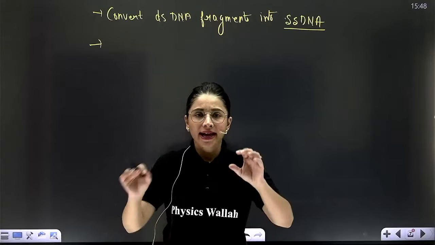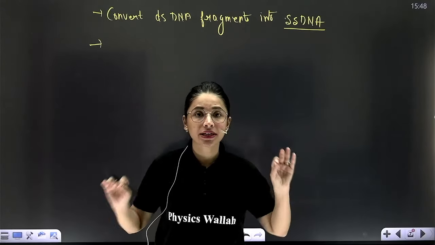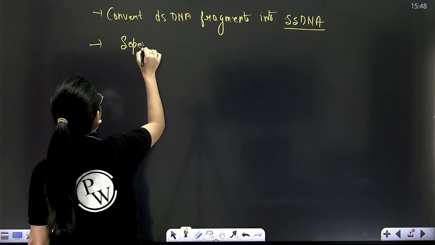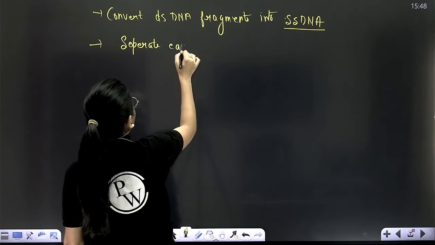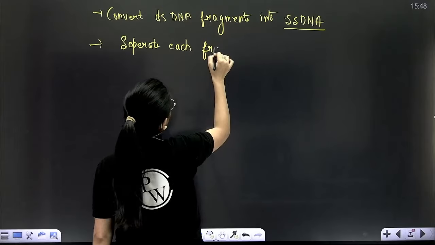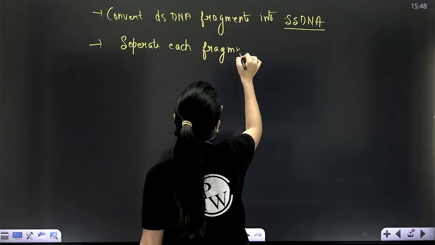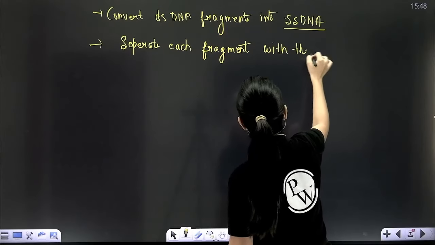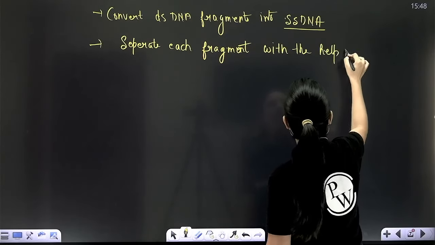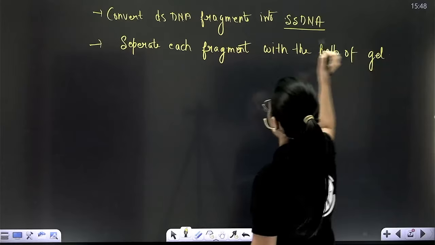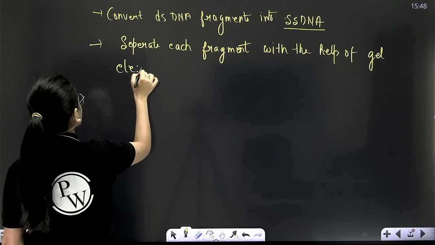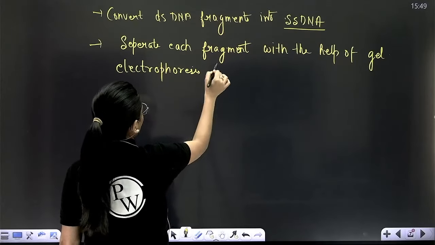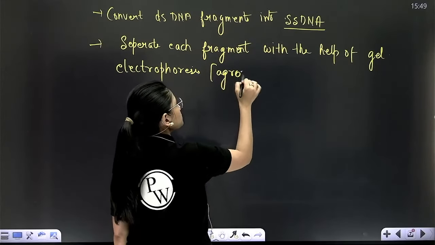Now all the fragments are in a mixture. We want every fragment to be separate from each other. So in order to separate each fragment, gel electrophoresis is done. Separate each fragment with the help of gel electrophoresis. That is done on which? Agarose gel.